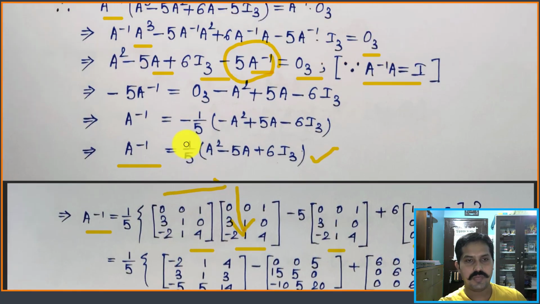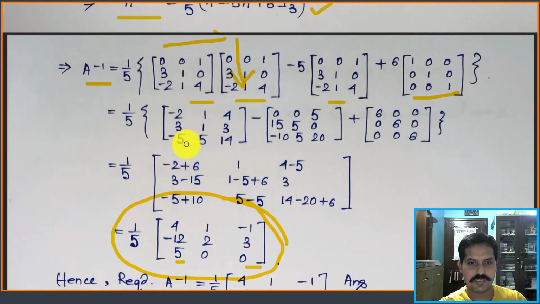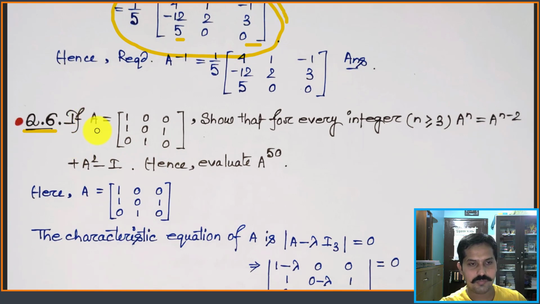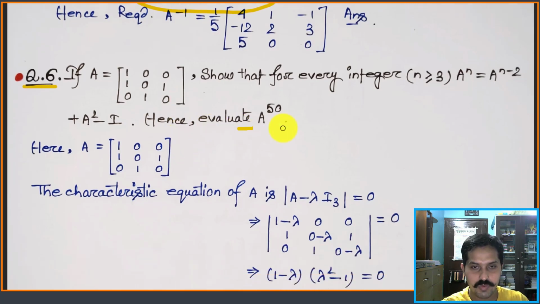So see, with the help of the Cayley-Hamilton theorem we can easily find A inverse. Next question is also an important question, because in this problem I will show how we can use the Cayley-Hamilton theorem and the mathematical induction method together to solve this type of problem. Quite an interesting problem. If capital A equals 1, 0, 0, 1, 0, 1, 0, 1, 0, show that for every integer n greater than or equal to 3, A to the power n equals A to the power n minus 2 plus A square minus I, hence evaluate A to the power 50.